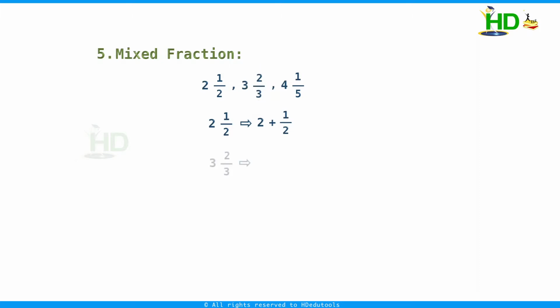That is, this can be written as 3 plus 2 by 3. Here 3 is an integer and 2 by 3 is a proper fraction. In this fraction, 4 is whole and 1 by 5 is a part. That is, this can be written as 4 plus 1 by 5. Here 4 is an integer and 1 by 5 is a proper fraction. Now these fractions are called mixed fractions.